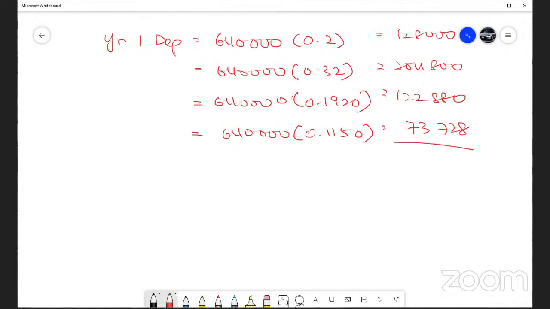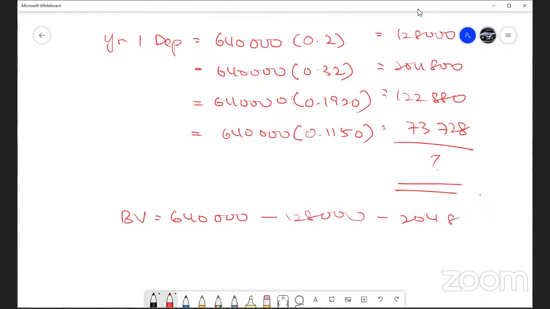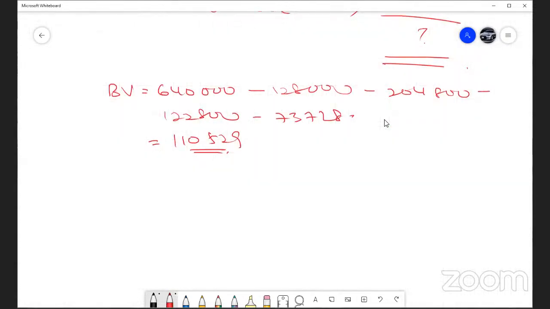Next, you need to count the book value at the final year. So total first. Find out the total amount, add it together. So your book value is equal to 640,000 minus this total here: 128,000, 204,800, 122,880, 73,728. So your book value should be 110,529.